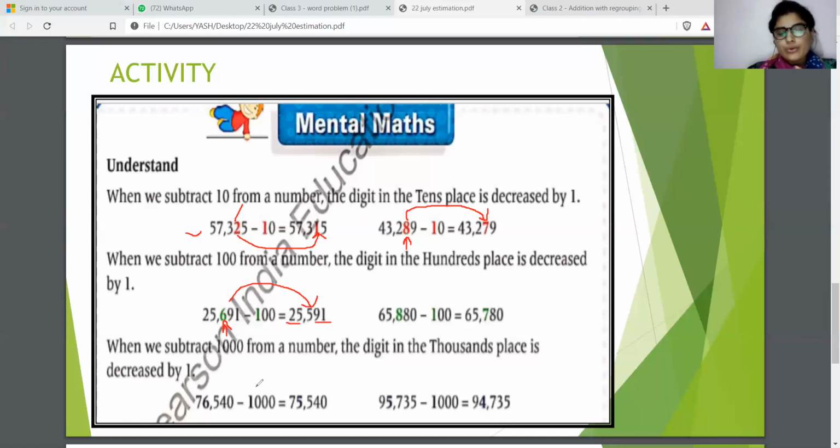So now we will go on to thousands. Whenever you need to subtract 1,000 from a number, can you tell me which digit is decreased by 1? Yes, the thousands digit is decreased by 1. Very good. So, can you see this number, 76,540? Whenever you are subtracting 1,000, you just decrease the thousands digit by 1. Here it is 6. Now just take away 1 from 6. 5 is the answer. So instead of 6, you will write 5 and the rest of the digits stay the same.